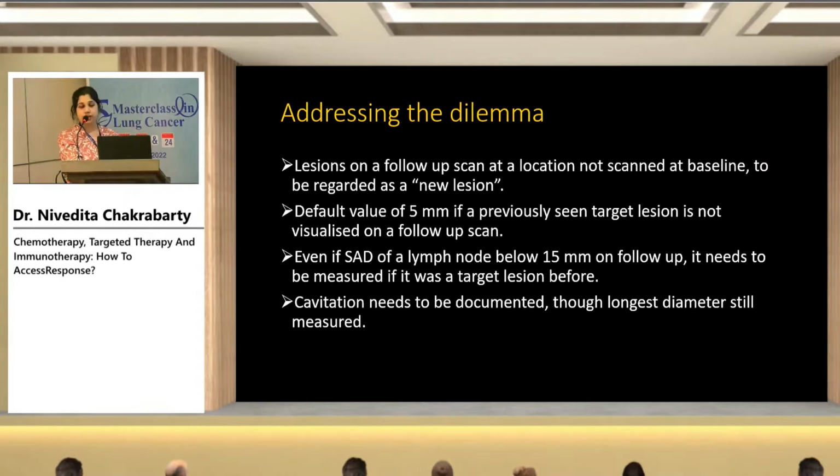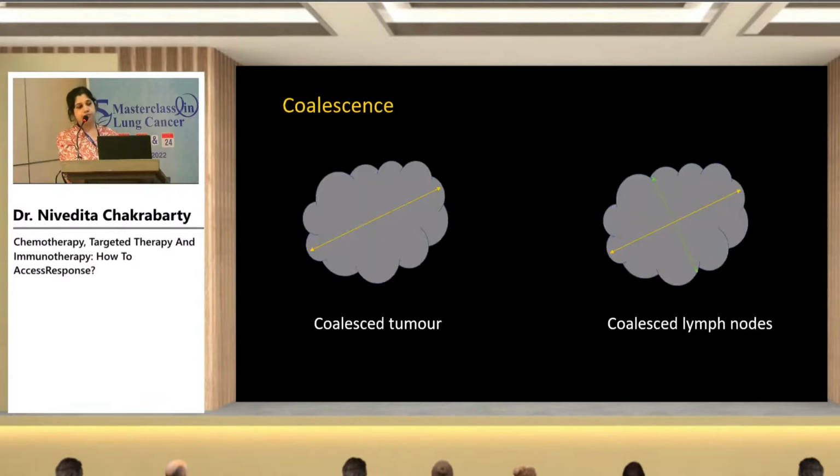So even if a short axis diameter of a lymph node falls below 15 millimeter on a follow-up scan, it needs to be measured if it was a target lesion before. And cavitation needs to be documented, although the longest diameter you still need to measure based on the RECIST 1.1 criteria.